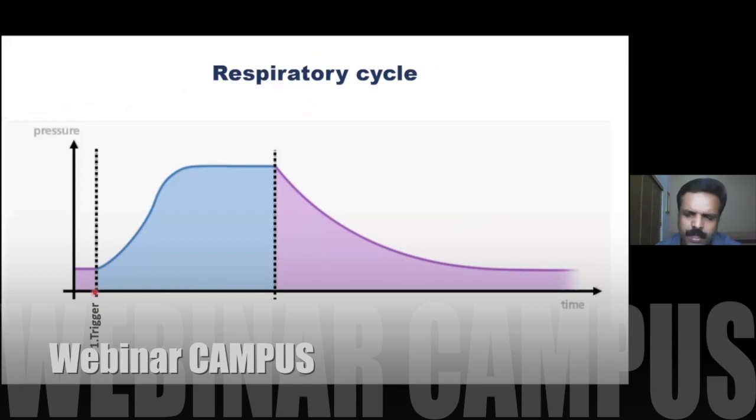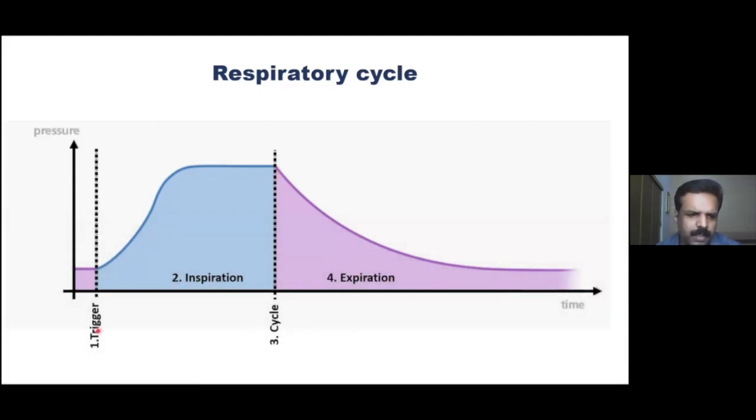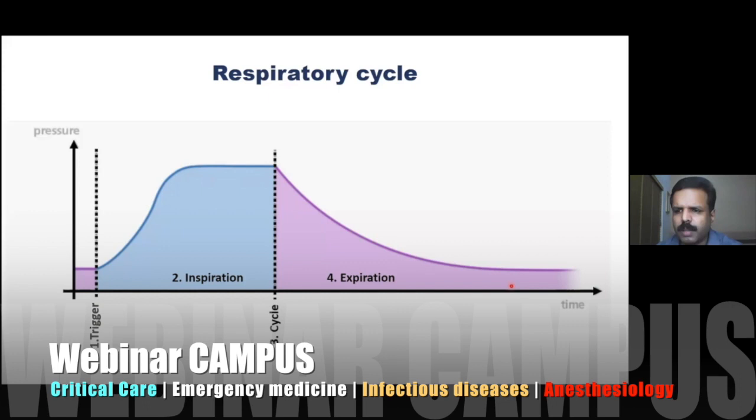The patient's respiration, or the inspiratory effort, is sensed by the machine. Then this inspiration builds up. So this is the inspiratory phase. At the cycling time, the inspiration ends and it continues into the expiration. So I'll repeat: the trigger followed by an inspiration. Then at the cycling time, the inspiration stops and continues as an expiration. I think I'm clear. Okay.